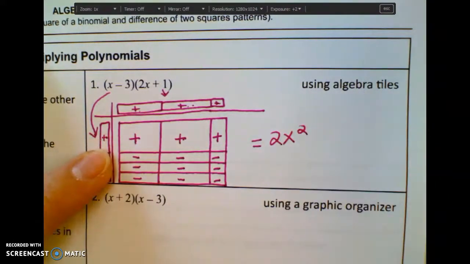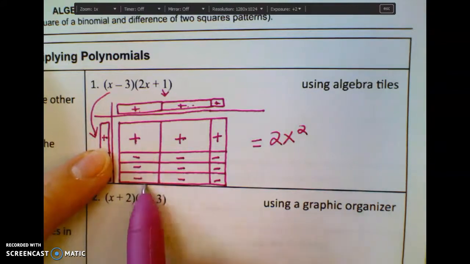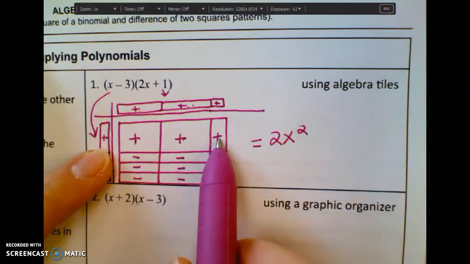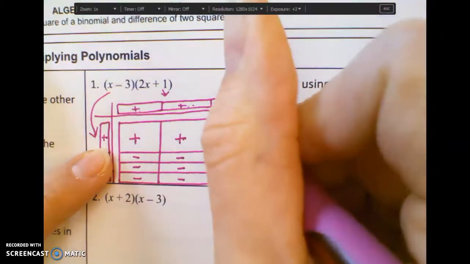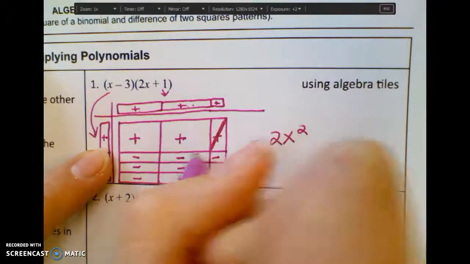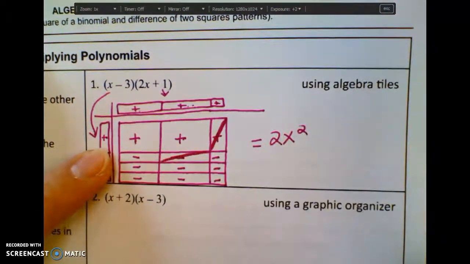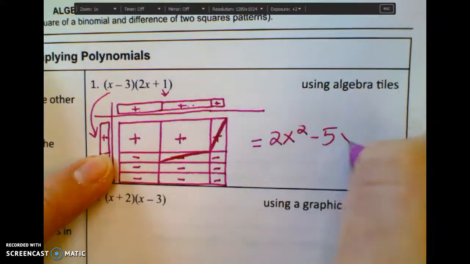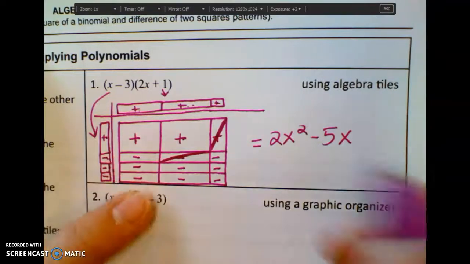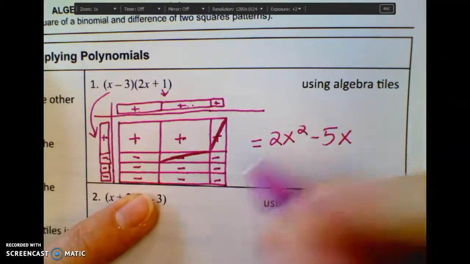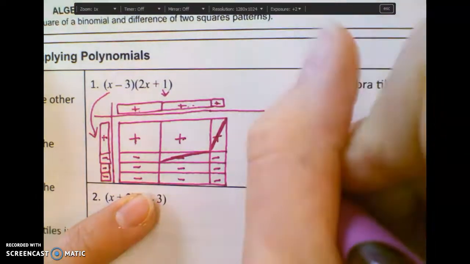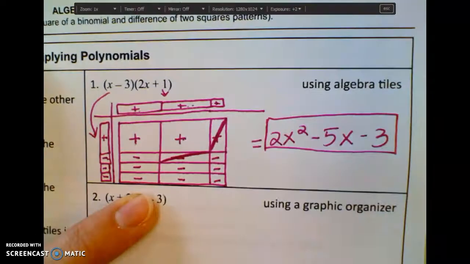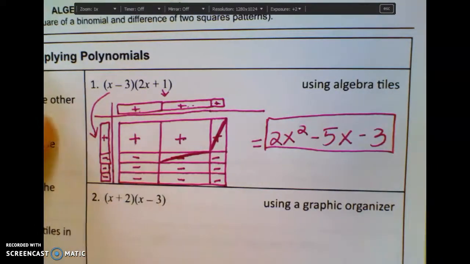We need to think about 0 pairs here because I have 6 negative x's, but I have 1 positive x. So actually this positive x is going to cancel out one of the negative x's. And that's going to leave me with just 5 negative x's. And then I have 3 of the negative 1's, nothing to cancel them with. So we're finished. So that's how we model them with algebra tiles.